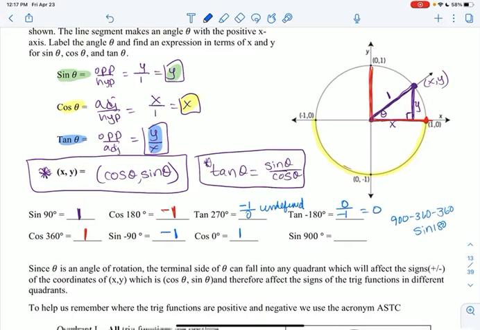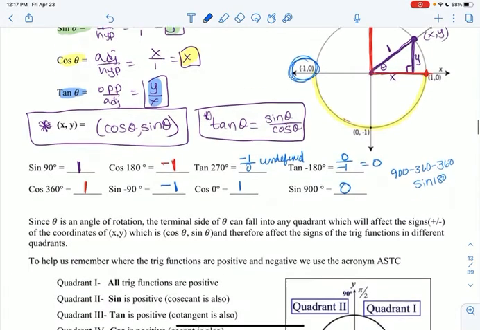And what is the sine of 180? Well, here's 180 over here. Then the sine of 180 is 0. So sine of 900 is 0.